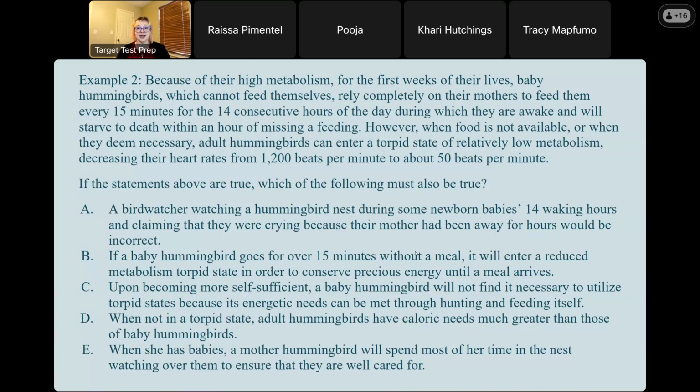And if that is based on a tiny part of the passage, but it must be true, great, you're good to go. Whereas a lot of times the find-the-conclusion answers are more broad, like they have to tie multiple premises together, and they don't necessarily have to do it as effectively. But you wouldn't write for this one, like, therefore a bird watcher watching a hummingbird nest during some newborn baby's 14 waking hours. You wouldn't tack that onto the end because it's a very weird summation conclusion. It's only based on part of one of these other facts.